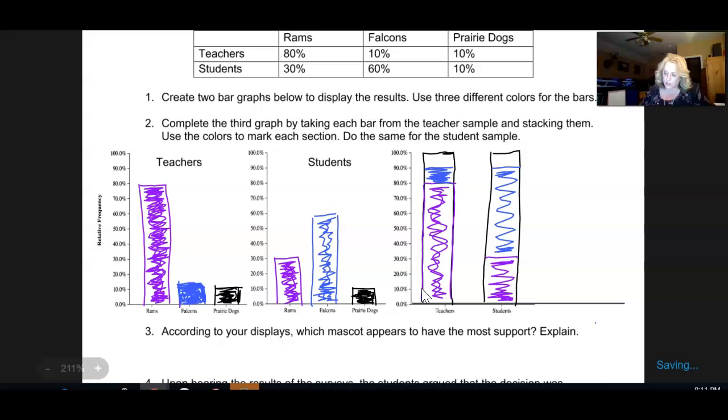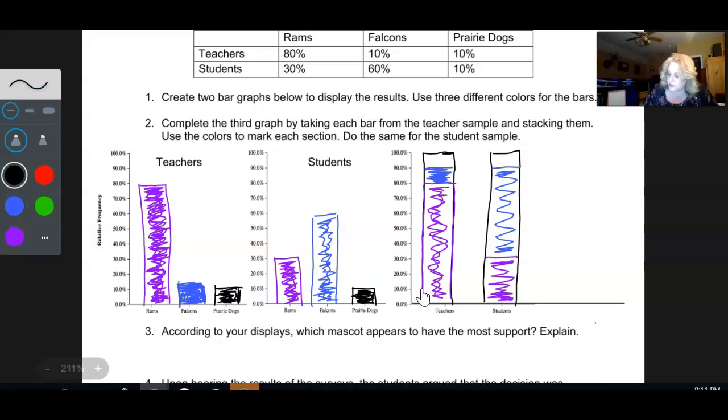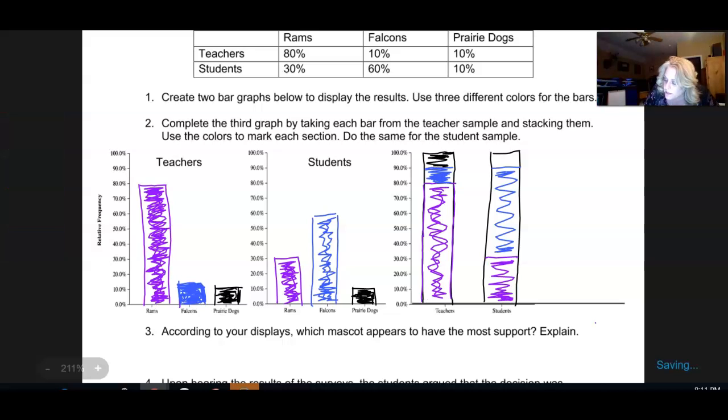And then what's left is the prairie dogs. Because who doesn't want a good prairie dog for a mascot? That's exciting. I'm sure they're vicious, so I just don't know it. All right, so there is what we have for our segmented bar graph, okay?